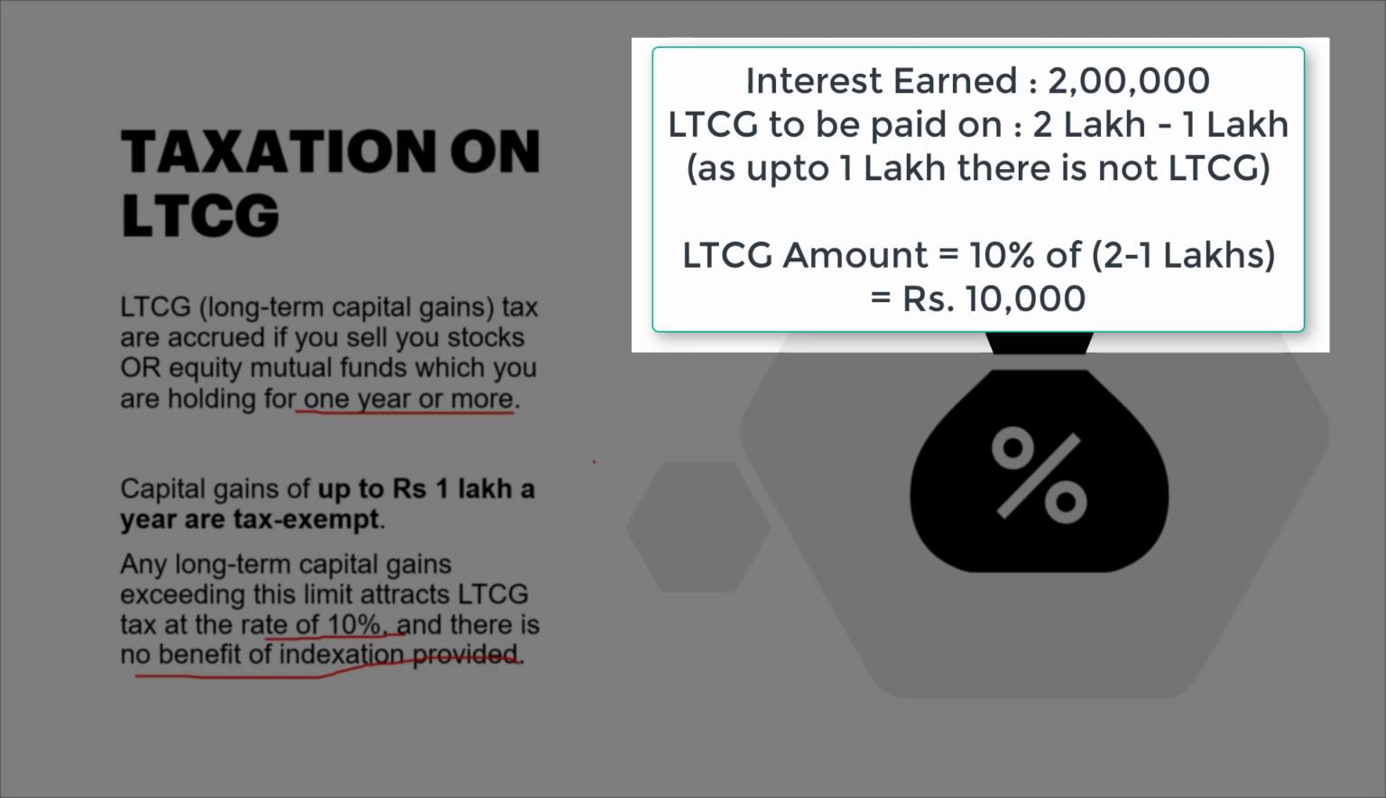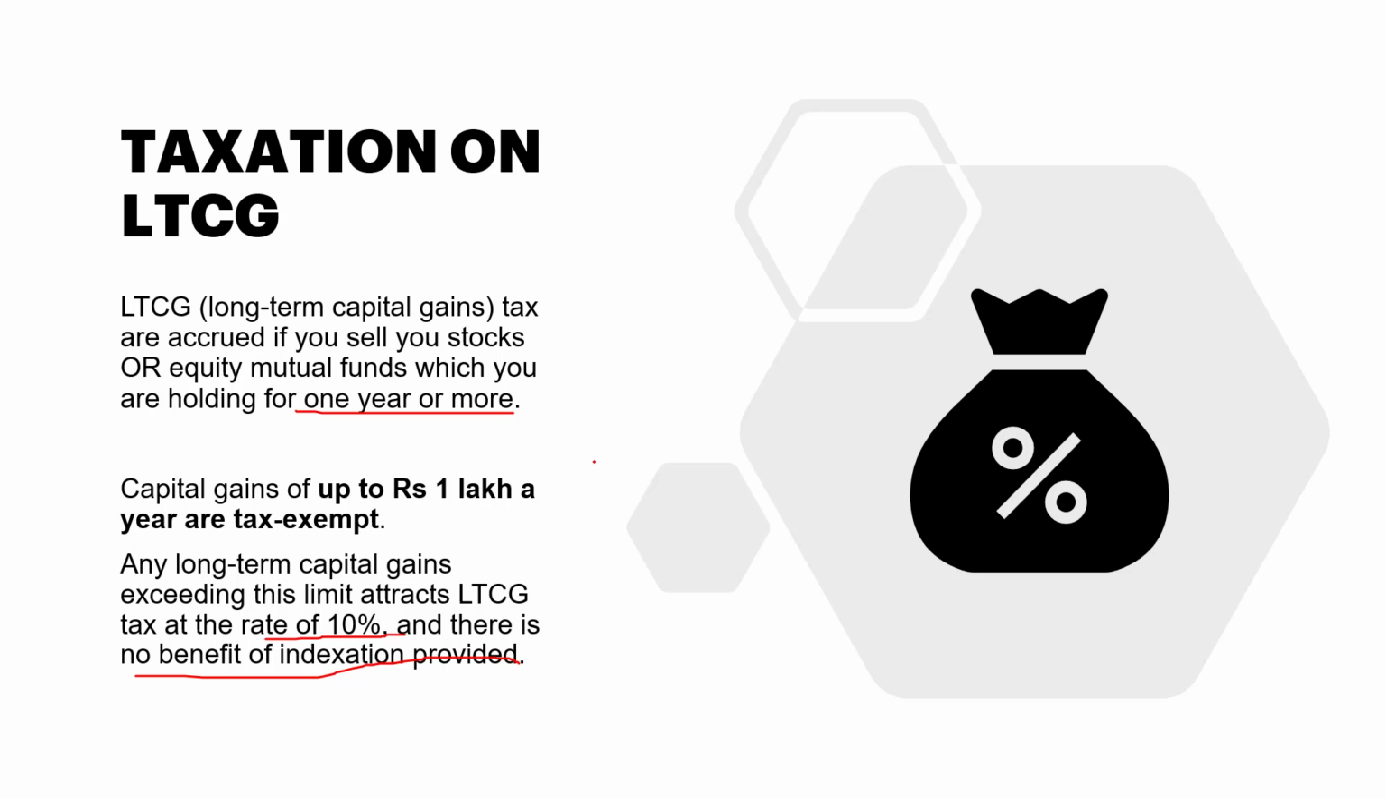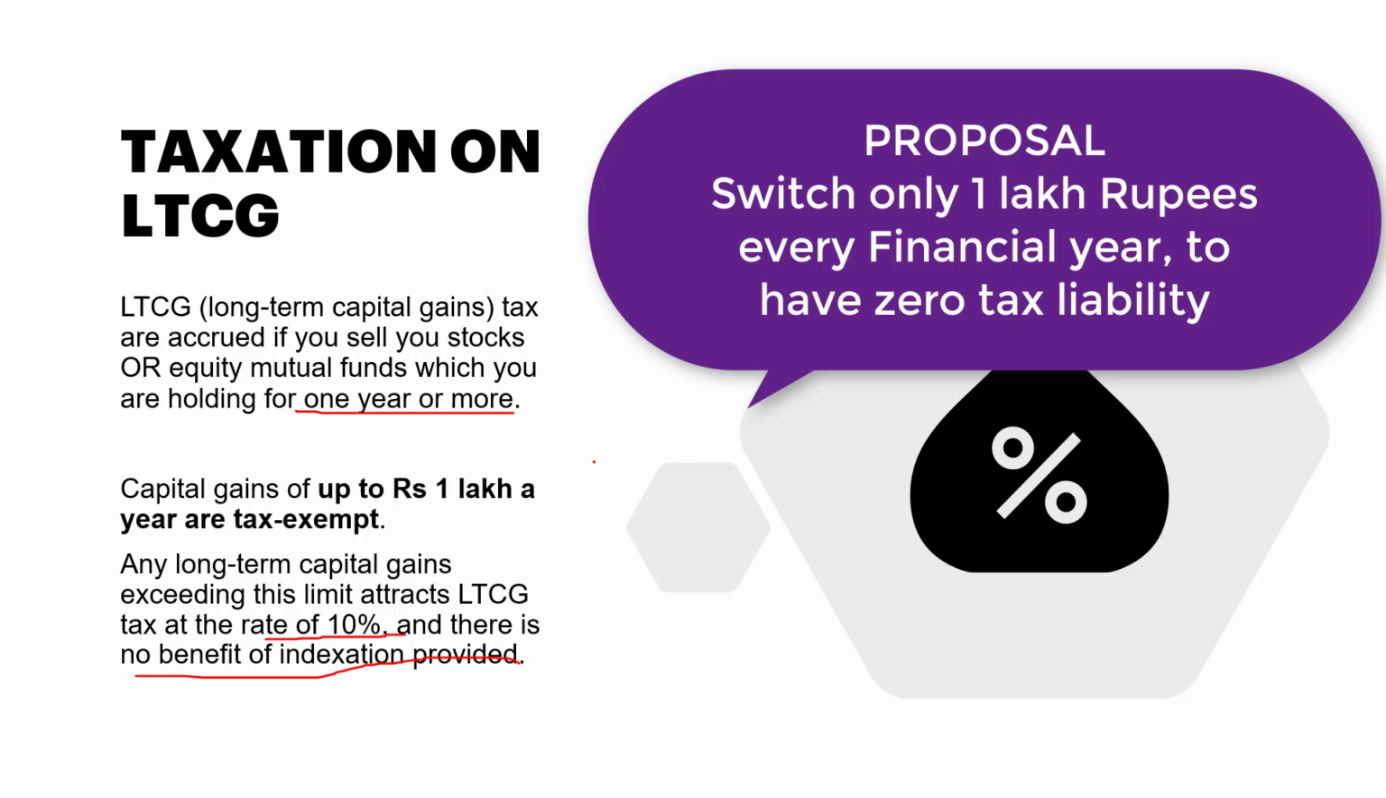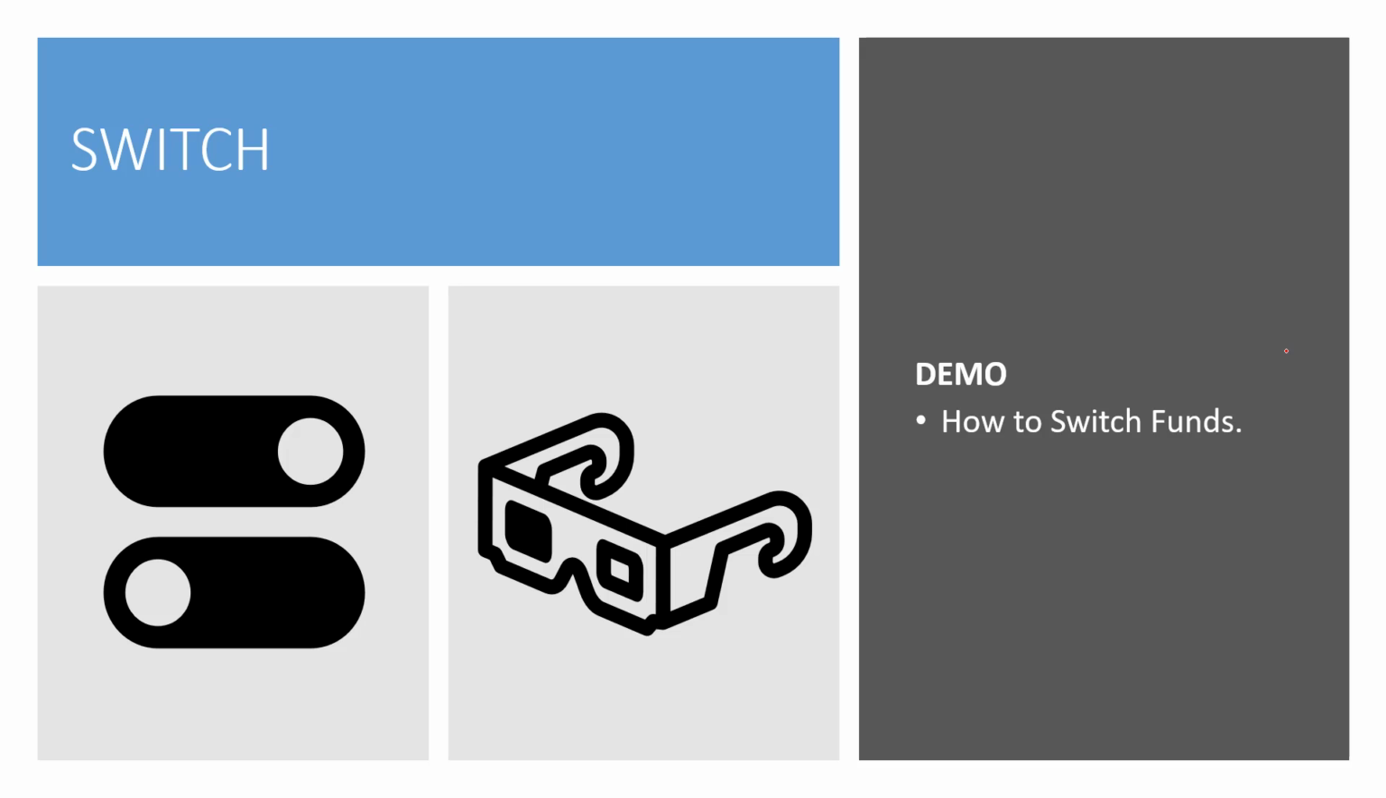That's where I propose one strategy: you can switch 1 lakh rupees every year, because up to 1 lakh rupees there are no taxes, no LTCG. So the proposal is to switch only 1 lakh every year. In this demo we will see how to switch funds next.